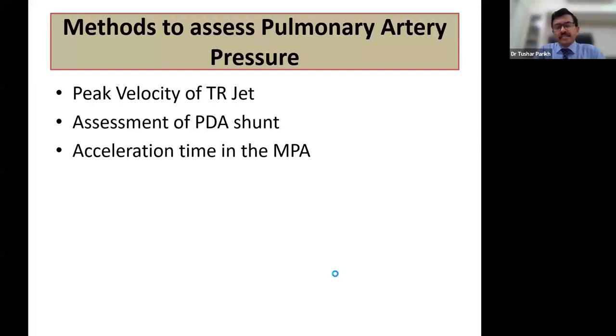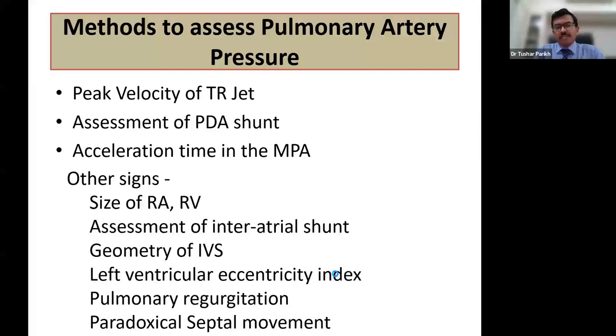But as Dr. Mohit said, there are many other parameters that have been described. Other important signs, I would say, are the size of RA and RV, assessment of interatrial shunt, geometry of interventricular septum, left ventricular eccentricity index, pulmonary regurgitation, and paradoxical septal movement. So all these are corroborative as well as other important findings that we need to look for when we talk about pulmonary hypertension.